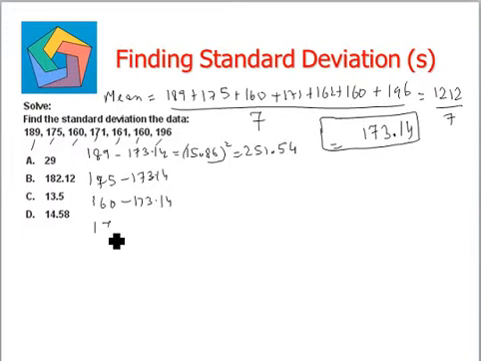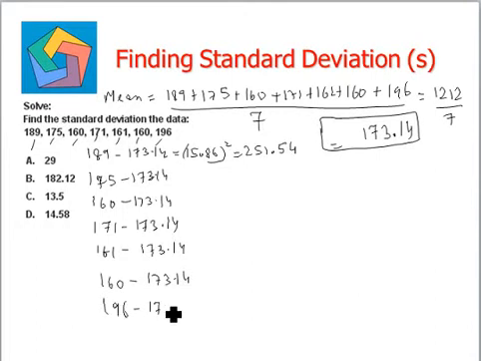We quickly list out all these values like this: 160, and the last one is 196. You can always check so that we haven't made any mistake. This is 189, 175, 160, 171, 161, 160 and 196. Now the first one we've already done. The next gives us 1.86. Square it up and we get 3.46.